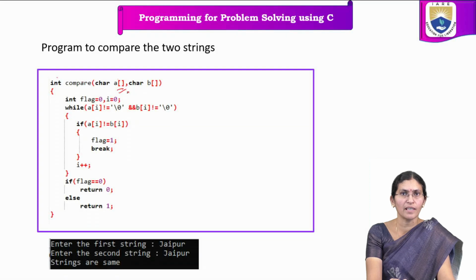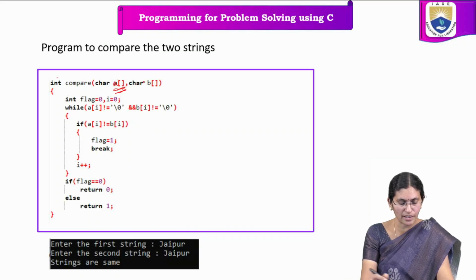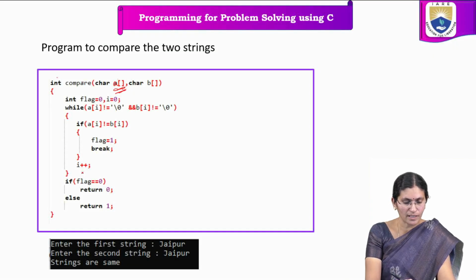Same as we pass any other array, we need to pass character array also. So name of the array and then square brackets. So there are two arrays which we are passing here. Character arrays we are passing. So inside this we are writing the logic to compare the two strings. So we have used a flag variable, integer variable, and I variable. Both are initialized to 0.